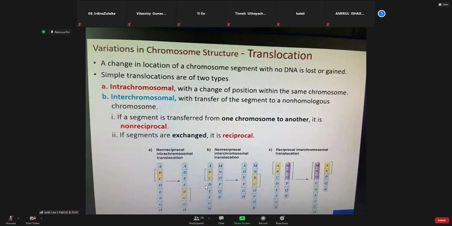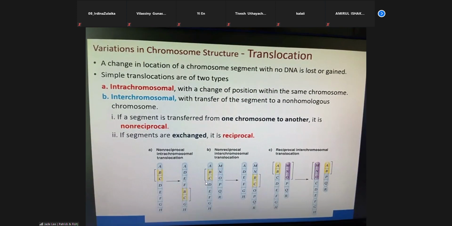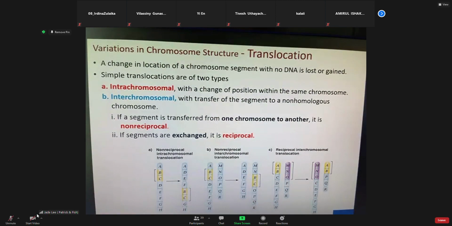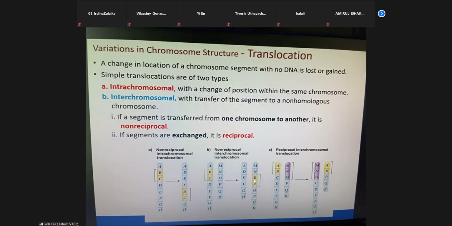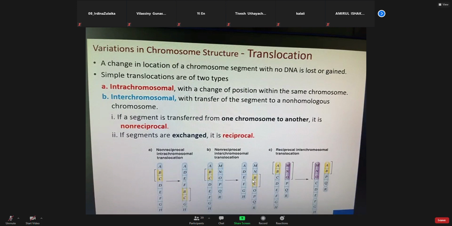Ataupun non-reciprocal interchromosomal, B is non-reciprocal interchromosomal. Maksudnya ini dua kromosom yang berbeza, betul tak? Ya, dia dari sini pergi ke sini. So this is what we call a non-reciprocal interchromosomal translocation. Interkromosom kan? Karena dua kromosom berbeza, betul tak? Betul. And then dia non-reciprocal kan? Kerana tempatnya berbeza, betul tak?